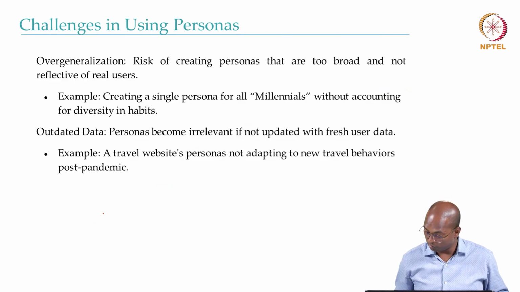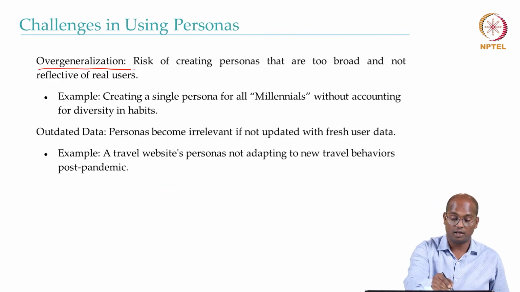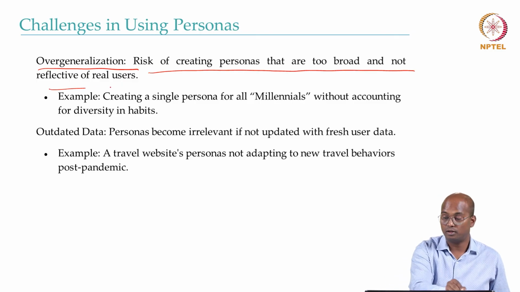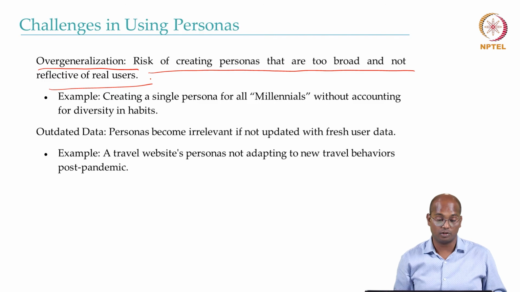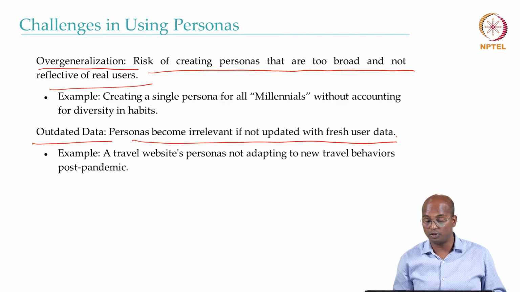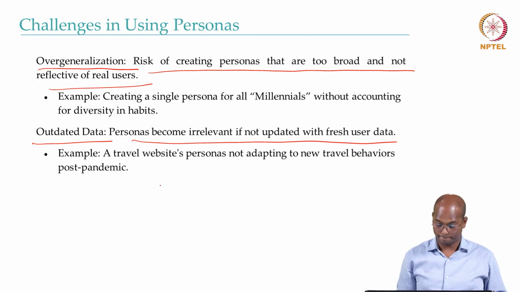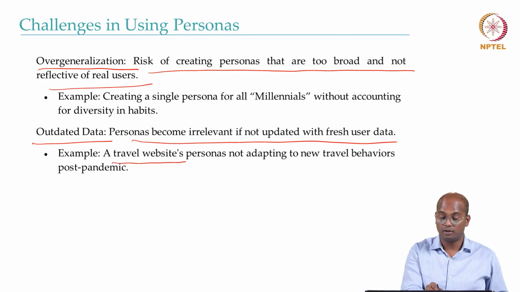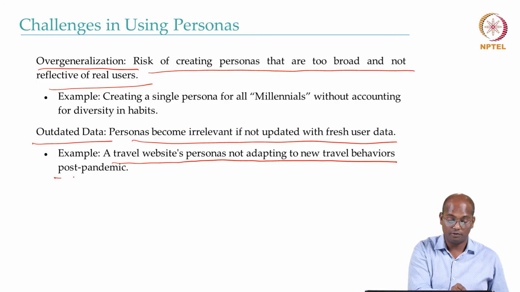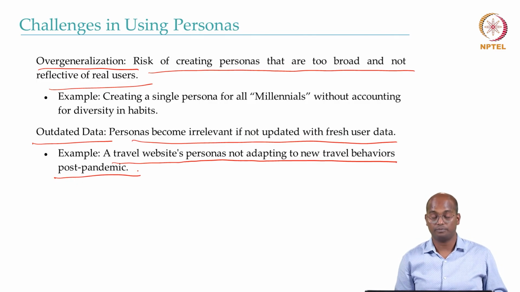So what are the challenges in using personas? Overgeneralization, that is something we should avoid as discussed in previous slides. There is a risk of creating personas that are too broad and not reflective of real users. Outdated data, so that's why you need to keep getting new, updated data. A persona becomes irrelevant if not updated with fresh user data. For example, a travel website's persona not adapting to new travel behavior after the pandemic, after COVID, and so on.